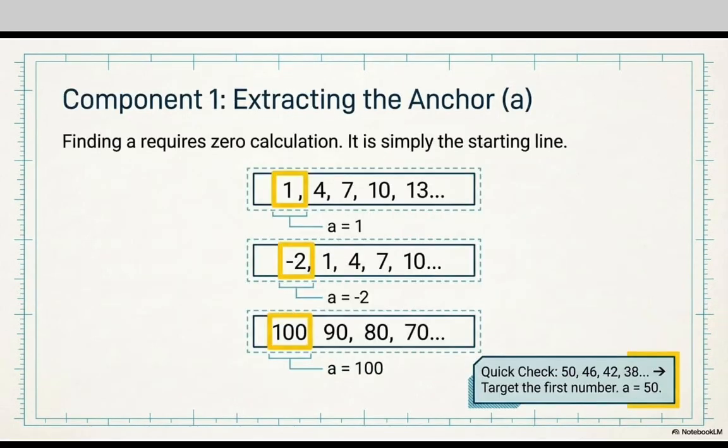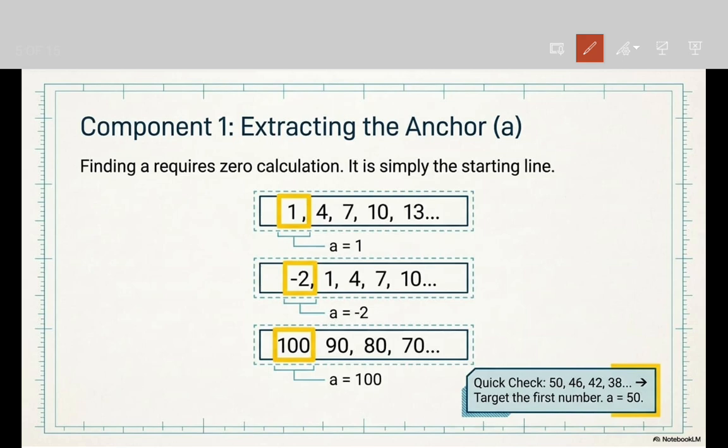All right, so for the first sequence, the first term is 1. The first term is -2. The first term is 100. You see it?